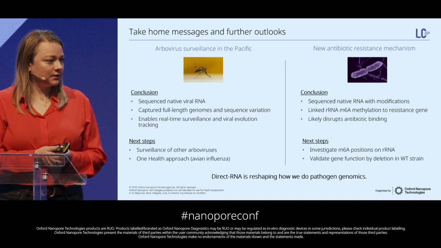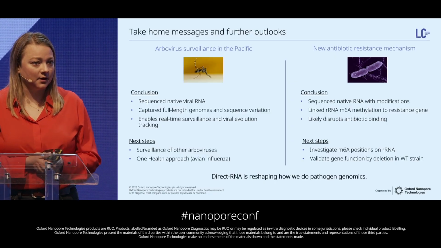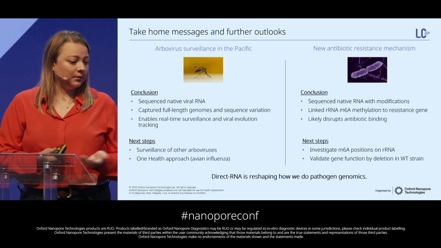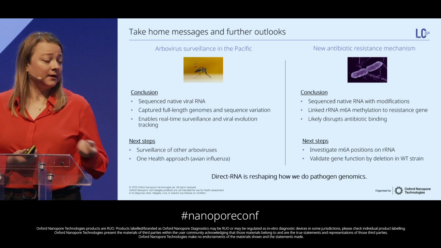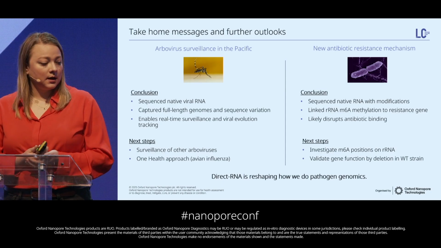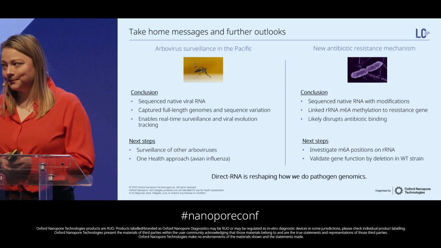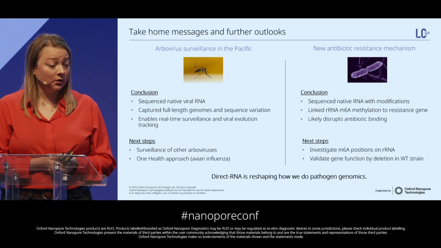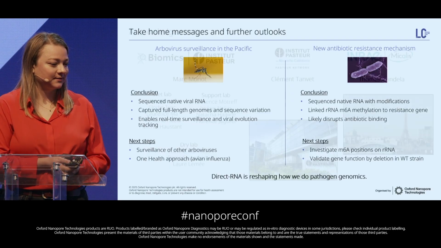And the second application enabled us to sequence native RNA and access modification, uncovering mechanisms that we couldn't detect before. As next step, we'd like to investigate the precise modified positions on the ribosome and also validate the gene function by deleting it in the wild-type strain. And so ultimately, direct RNA sequencing is a very powerful tool that is reshaping how we do pathogen genomics.